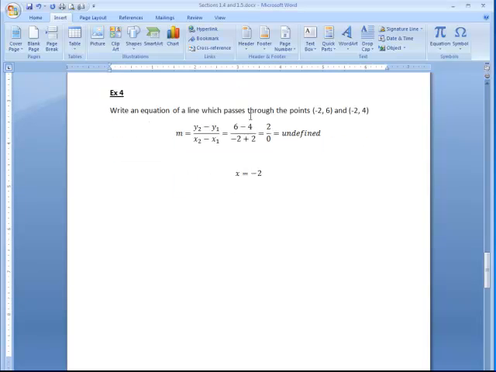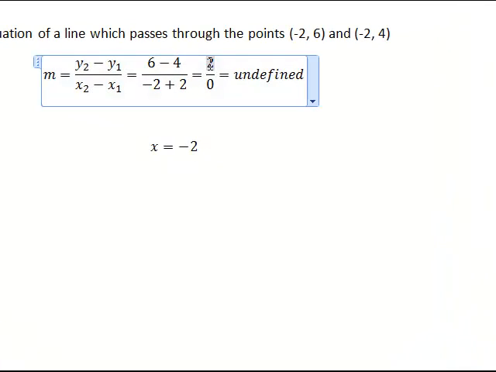It says write an equation of a line which passes through the points -2, 6 and -2, 4. Again, we have 2 points and no slope. So if we jump right in and plug into our slope formula, we wind up with a numerator of 2 and a denominator of 0, so it's undefined. Now, please be careful. We're saying the slope is undefined. We're not saying the line is undefined.